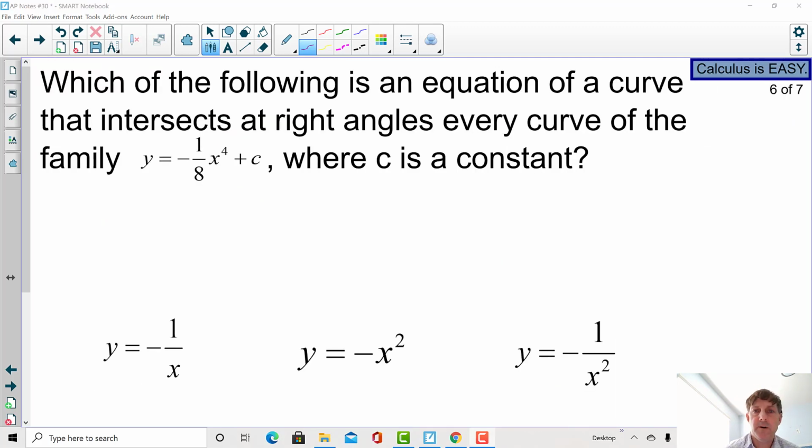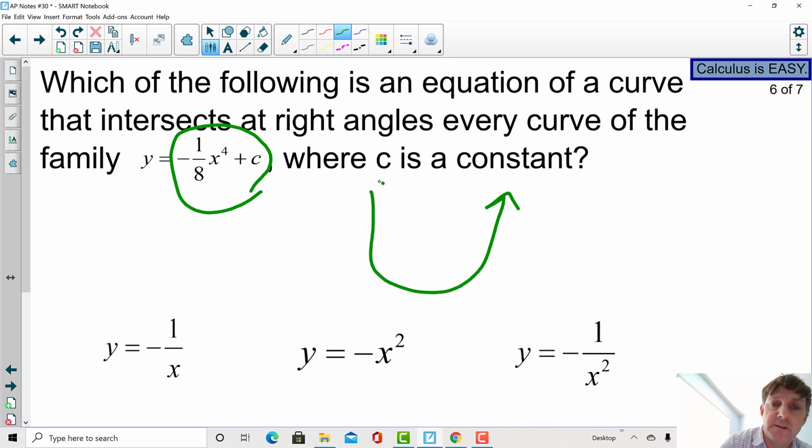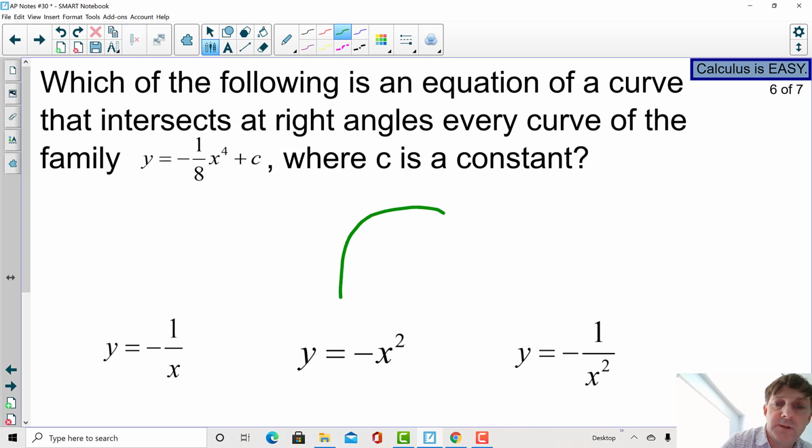Okay, here it says, which of the following is an equation of a curve that intersects at right angles every single curve of this family, where c is just a constant. Because this is -1/8 x to the 4th, x to the 4th looks something like this. It's a little bit flatter than x squared, and the negative flips it upside down. So it's going to look something like this. And the plus c just moves it up or down. That's really not that big of a deal.